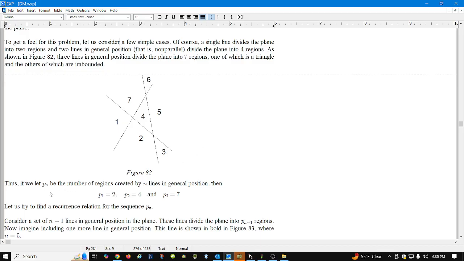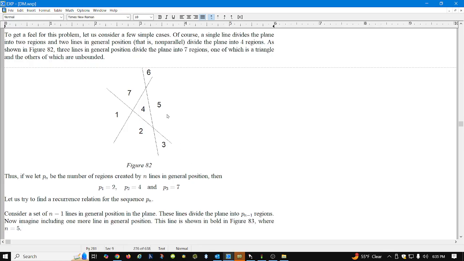So if we let Pn be the number of regions created by n lines in general position, P1 is 2, P2 is 4, P3 is 7. That should hopefully be enough to cover the initial conditions. We may, in fact, not even need all of these, or that is to say we may not need P3. Let's see if we can find a recurrence relation for this sequence Pn.